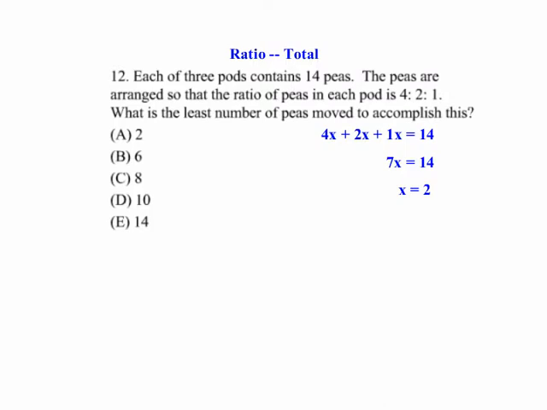But in this case, this is a harder question. They want to know the least number of peas moved to accomplish this. Well, we want 4 times 2 plus 2 times 2 plus 1 times 2. That's the ratio we're in to get to our 14. Well, I've got 14 peas. Okay, if I move 2 off, that gives me my 1x, or the 1 in my ratio. And then if I move 4 off, I get the 2 in my ratio. So I'm moving 6 peas, the 4 and the 2.